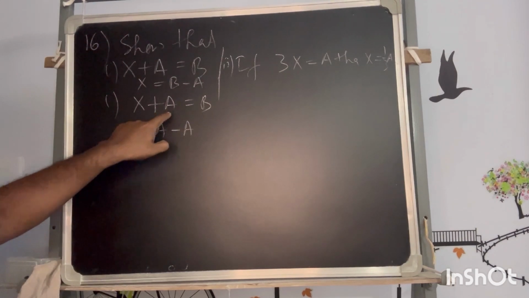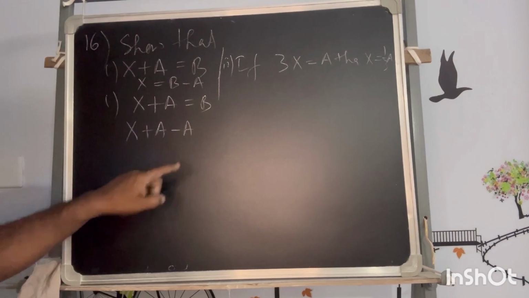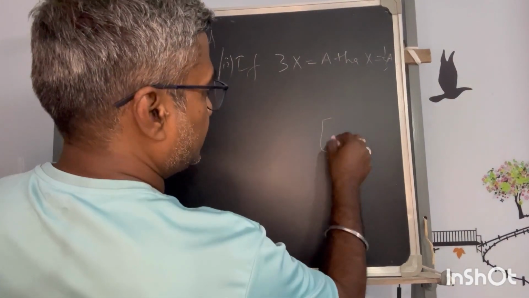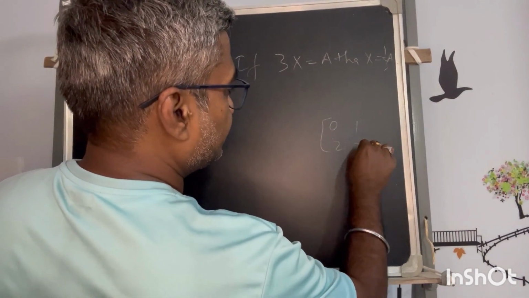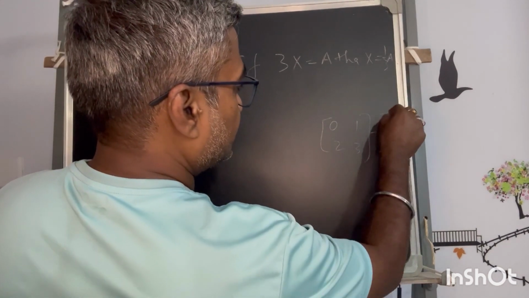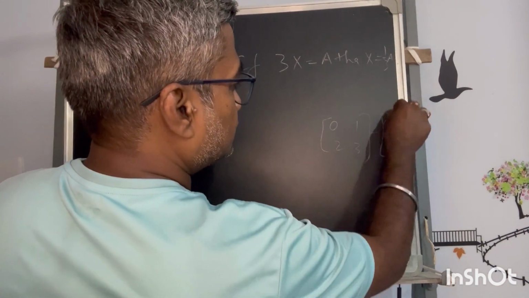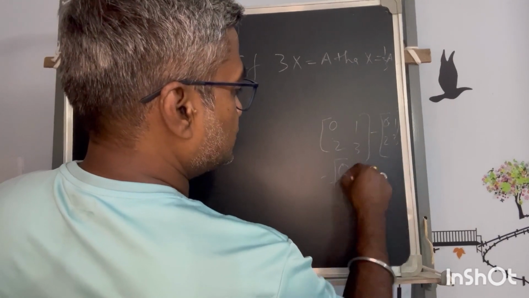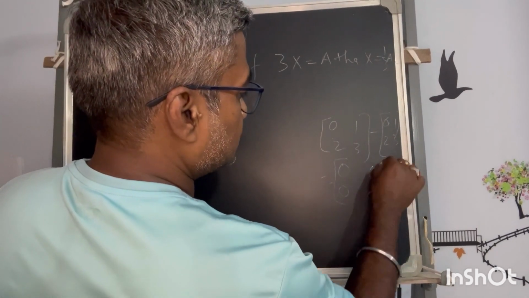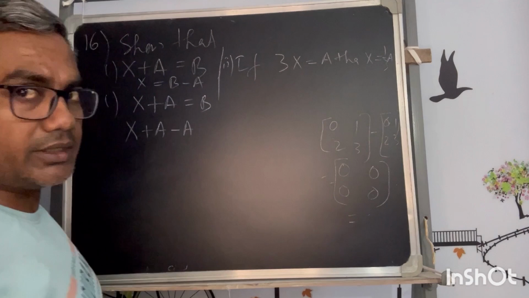Then a minus a, if we deduct, any matrix you take of the same order, say 0 0 0 and 2 3, and if I deduct it from the same matrix, the result will become how much? 0 0 0 and 0. So you will get a null matrix always.